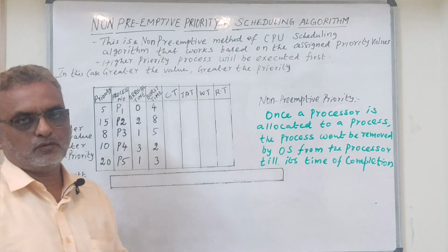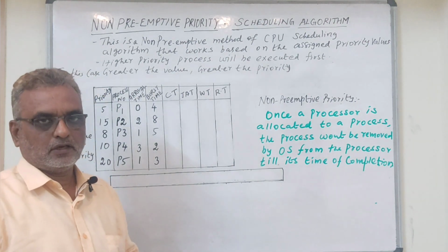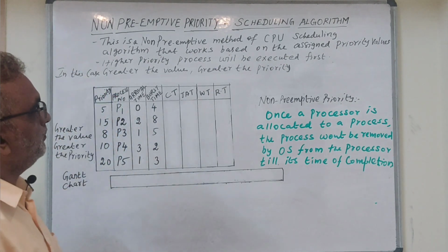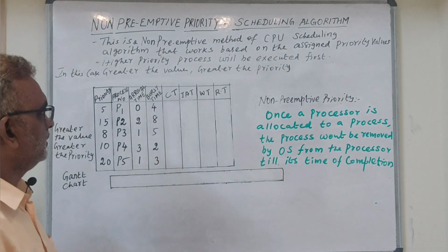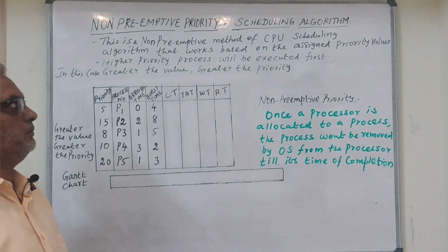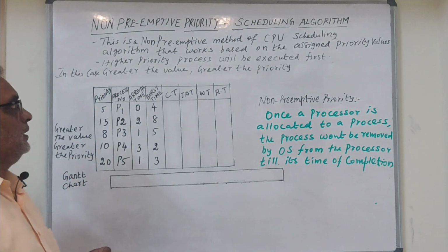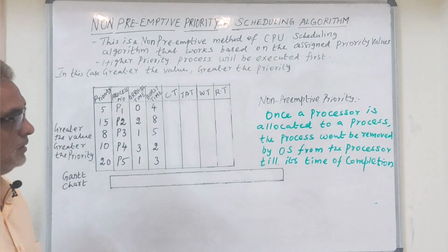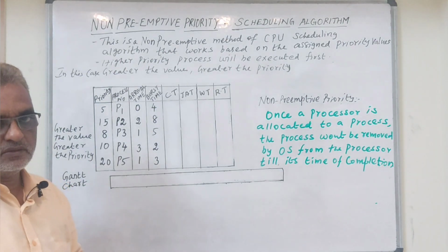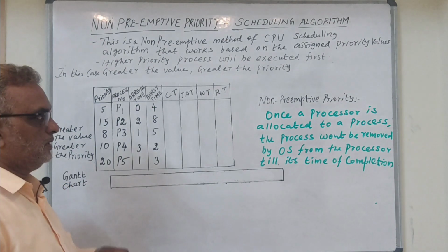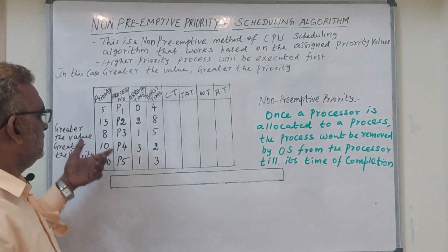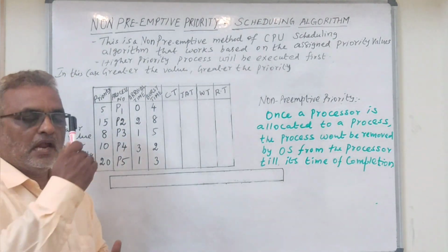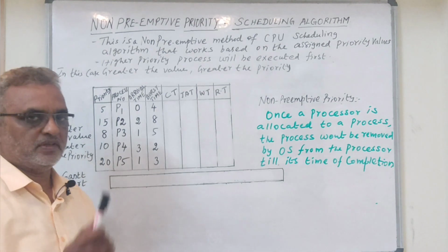So in this video we are going to discuss another important algorithm in operating systems, that is the non-preemptive priority scheduling algorithm. This is a non-preemptive method of CPU scheduling that works based on the assigned priority values. Higher priority process will be executed first. So here we assume that the greater the value, the greater the priority. So the value is high and that particular process will be scheduled first.